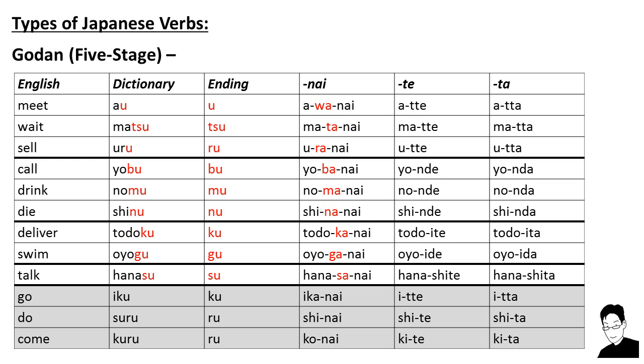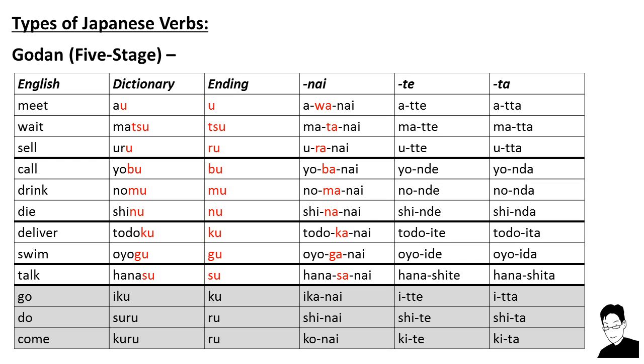The nai negative forms all end with a nai, which follows an a sound, with the consonant of this consonant vowel sound being the same as the consonant of the dictionary form's consonant vowel sound, with the exception again of u, which changes to wa. So we get au, awanai, matsu, matanai, and uru, uranai.